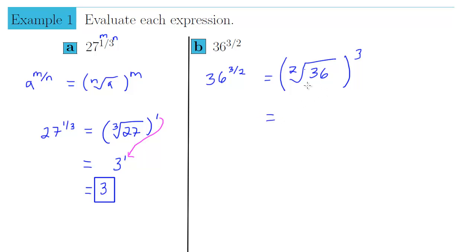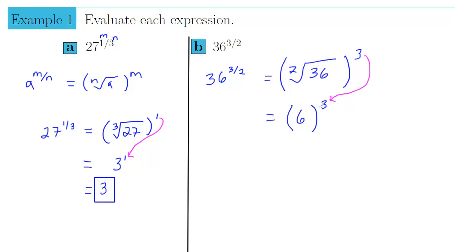Now start inside the parentheses and actually evaluate the square root of 36. Okay, 36 is 6 times 6, so the square root of 36 is going to give you back a single 6. Then you still have this exponent to deal with. Okay, don't forget about him.